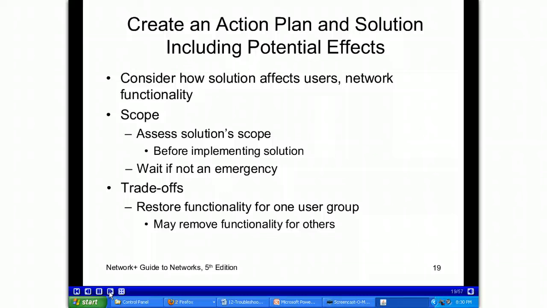Yeah, that'd be fine. I can do that. I can use the printer. I just have to walk over a few more cubicles. No big deal.